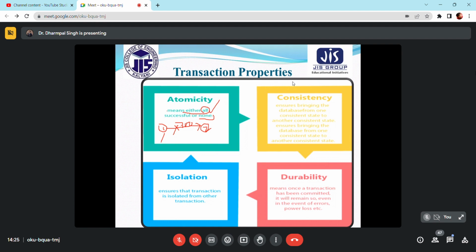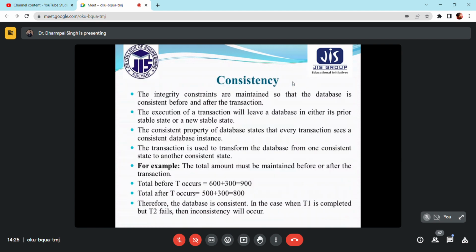How can we see this? The integrity constraint is maintained, so the database is consistent before and after the transaction. Suppose before the transaction my database is in a correct state. I can give an example of this. Suppose there are two accounts there. 600 is the initial value. Suppose there is one account, and I know that it has 600.